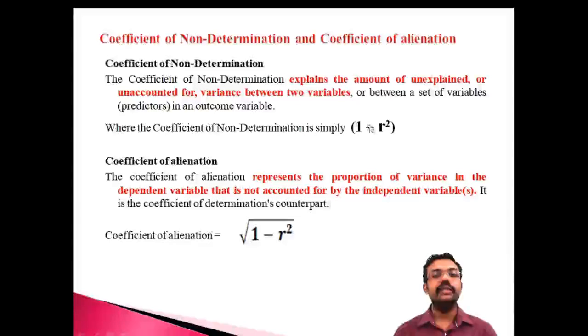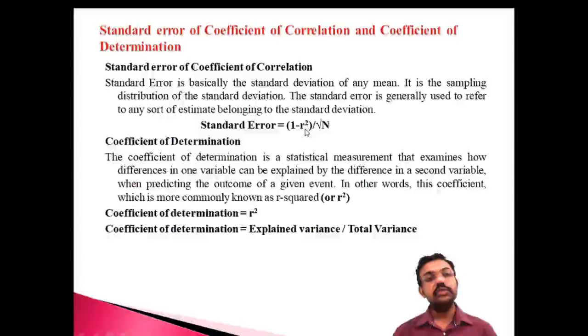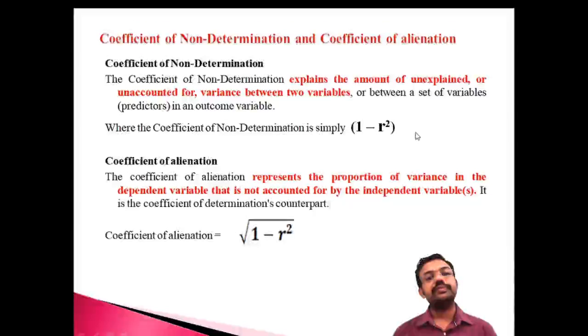കോഎഫിഷ്യന്റ് ഓഫ് നോൺ ഡിറ്റർമിനേഷൻ is 1 minus r square. ഒക്കെ ഈ ഫോർമുല കണക്റ്റഡ് ആണ്. ഈ 1 minus r ന് വളരെ ഇമ്പോർട്ടൻസ് ഉണ്ട്. 1 minus r square for the probable error, 1 minus r square also used for standard error, r square is used for the coefficient of determination, and here the 1 minus r square. 1 minus r square മാത്രം ചെയ്ത് കഴിഞ്ഞാൽ കിട്ടുന്നതാണ്, that's the coefficient of non-determination. It explains the amount of unexplained or unaccounted variance between two variables. ഇപ്പോൾ 1 minus r square ചെയ്ത് കഴിഞ്ഞാൽ കിട്ടുന്നതാണ് കോഎഫിഷ്യന്റ് ഓഫ് നോൺ ഡിറ്റർമിനേഷൻ.